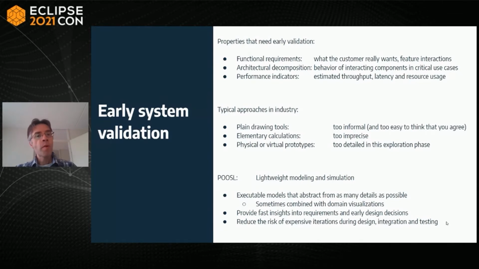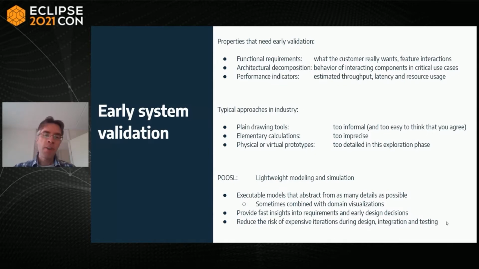If you look at what is common practice at the moment in industry to deal with these kinds of questions, then we see a lot of what we call plain drawing tools. In early architecting, there are a lot of these diagramming tools, very easy to use, but also very informal. It's very easy to agree on diagrams, but it could also mean that it's too easy to think that you agree. It's very easy to have confusion over there.